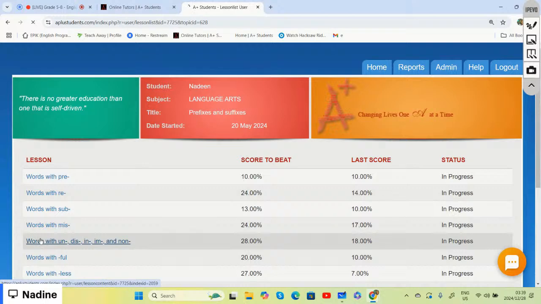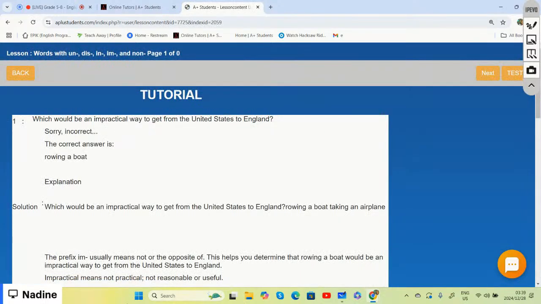All right, so now we're going with words with an, dis, in, im, and non. Let's do one, and then we go into our test. Which would be an impractical way to get from the United States to England? An impractical way.